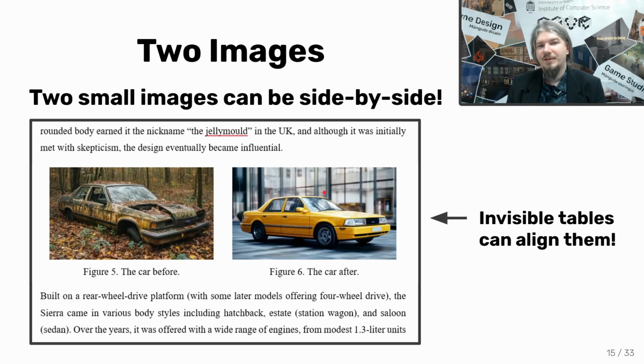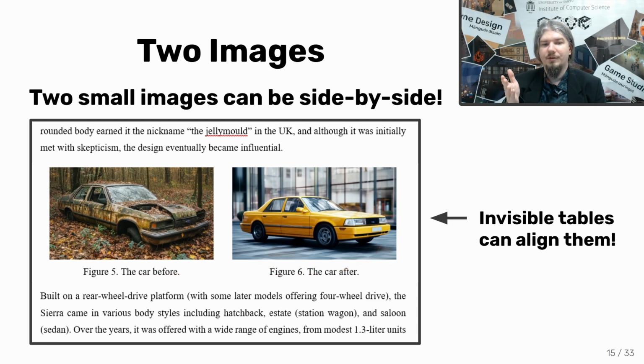You can also have two images side by side. You can have one figure on the left and one figure on the right. Now to format those two images in this way, you can use an invisible table. So you can add a table and you make its border invisible. And now you can put one image in one table column or cell and another image in the second column, and the captions below the images as well.